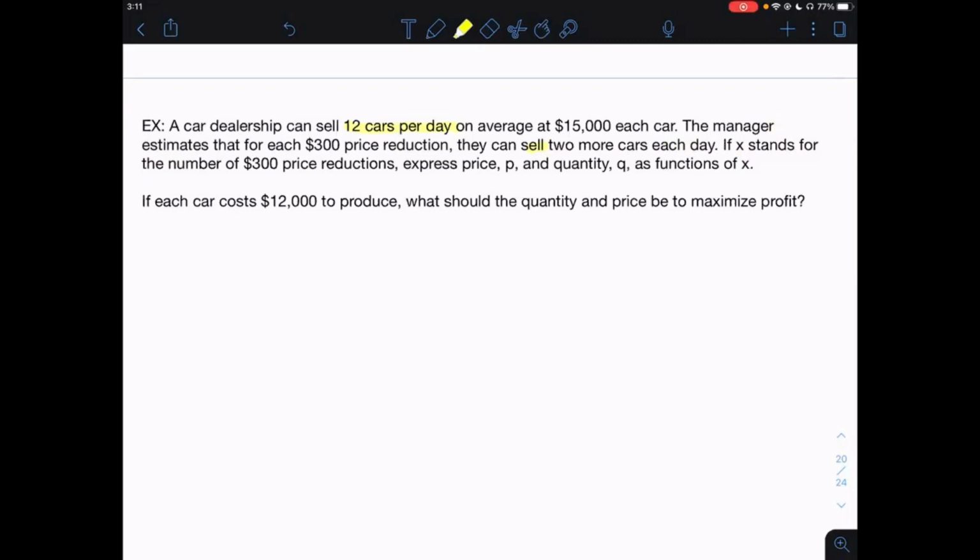All right, so 12 cars per day, $15,000 each. That's the original amount of cars we can sell at that original price point. For each $300 price reduction, we can sell 2 more cars. And X is going to represent how many reductions we put on these cars. So let's figure out the price and quantity in terms of those number of price reductions. And if each car costs the company $12,000 to make, then what should be the quantity and price of these cars to maximize our profit?